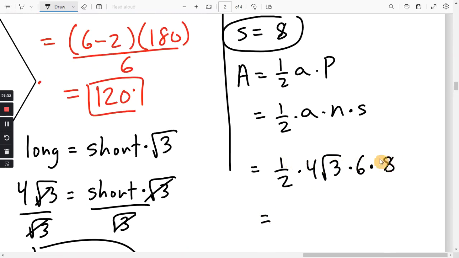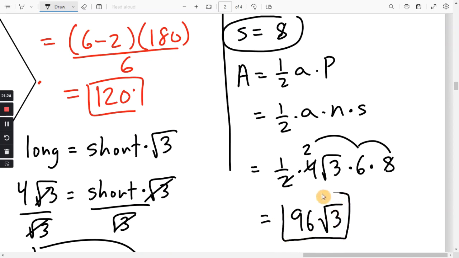These are all numerators except for the 2. 4 divided by 2 is just 2. And let's see. 2 times 6 is 12. 12 times 8 is going to be 96. And we still have radical 3. Final answer.